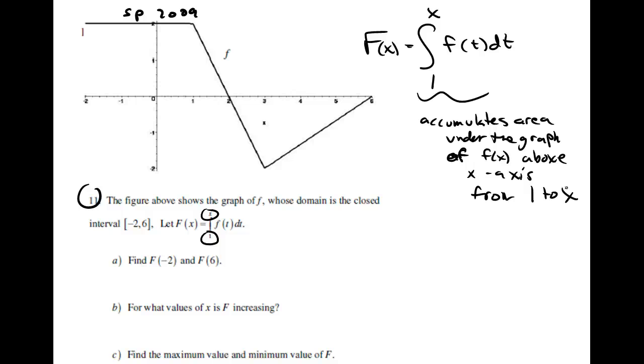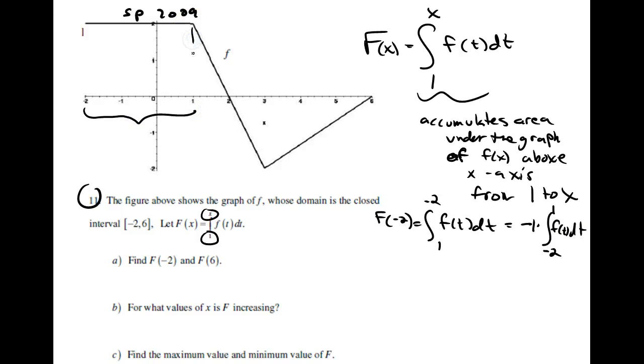So what is F of negative 2? The symbol for it is the integral from 1 to negative 2. That's backwards. The upper limit is larger than the lower limit. So we put a negative sign out front, and we do from negative 2 to 1. That's a nice rectangular region with a base of 3 and a height of 2, which is 6. So negative 6.